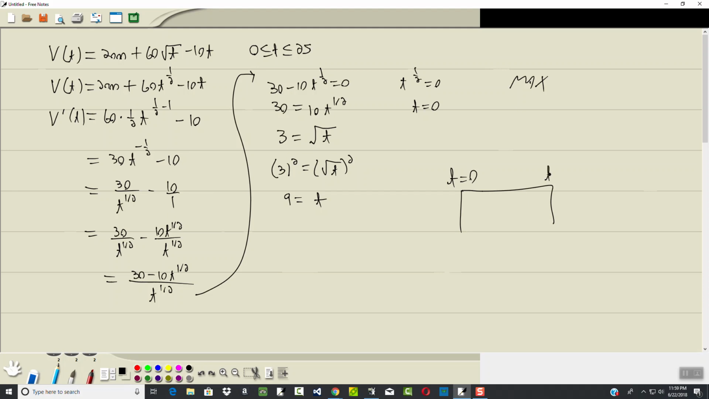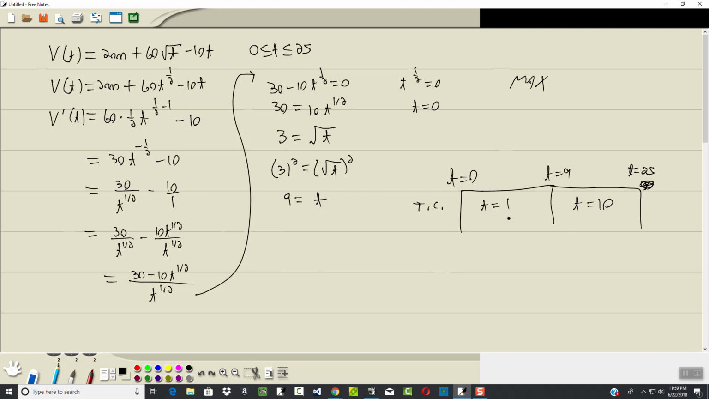So I'm going to build my table. Actually, that shouldn't be infinity, it should be 25. The reason why it's 25 is because we're looking from 0 to 25. I want to choose test cases. You obviously can't have negative time, but it does start at 0 up here. So t is equal to 1 would be a good test case, something between 0 and 9, and something between 9 and 25, like 10.